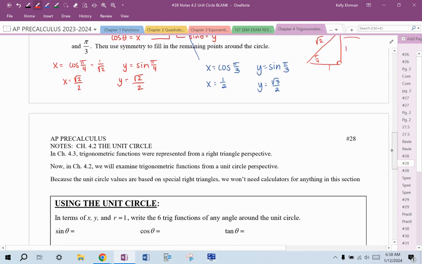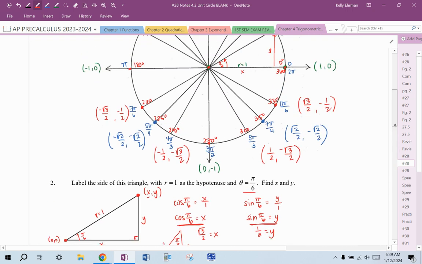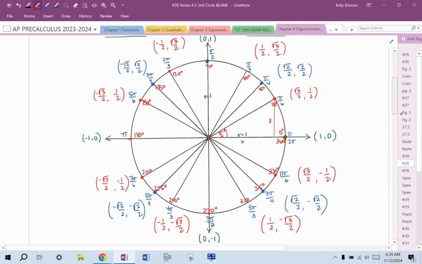So how are we going to use this thing? In our previous two sections, 4.1 and 4.3, we were looking at right triangle trig. So everything was from a right triangle perspective. And that meant that every time we did sine, we did opposite over hypotenuse. We were doing SOHCAHTOA, figuring out what's opposite, what's adjacent, drawing triangles every single time. So now in 4.2, we're looking at trig from a unit circle perspective. So instead of always drawing the triangle, I know I drew some to get this started, but we're going to start with a unit circle.